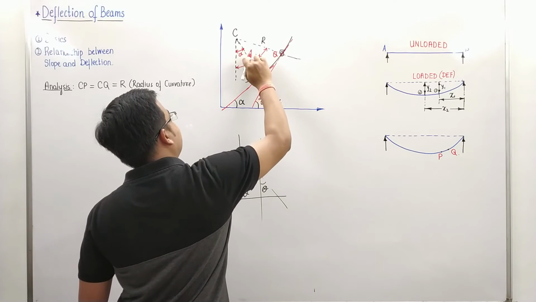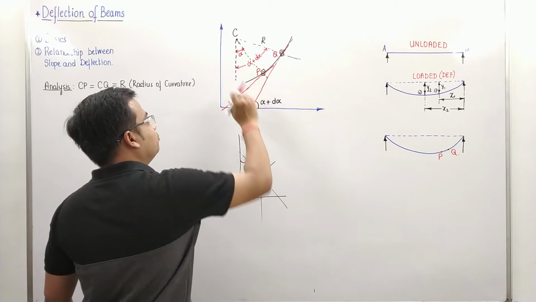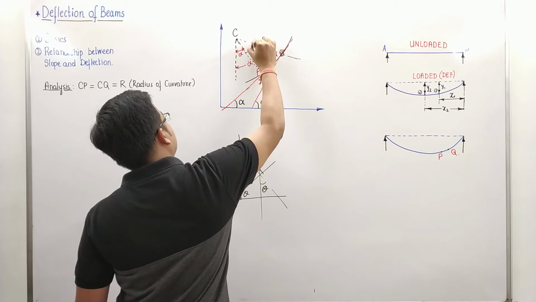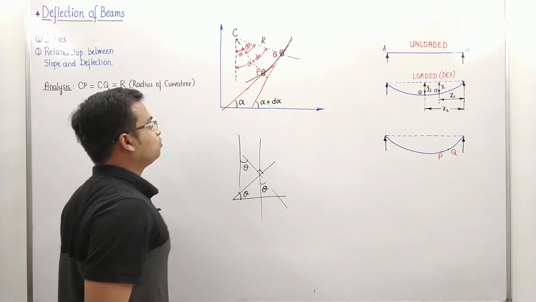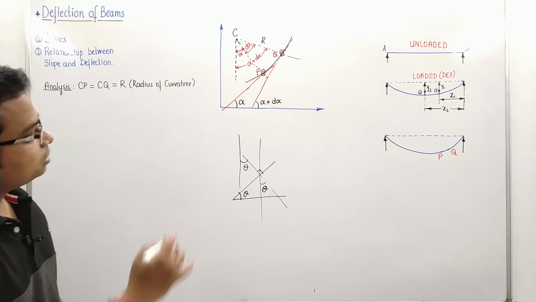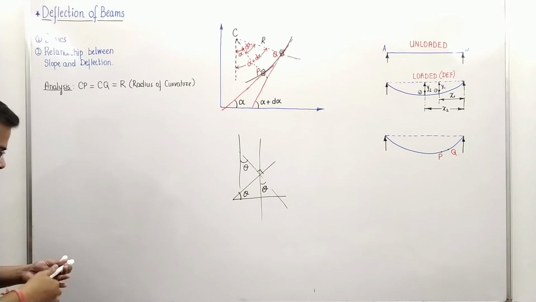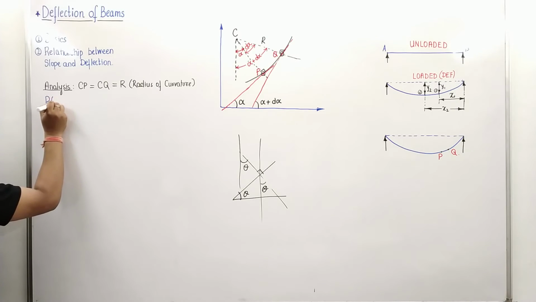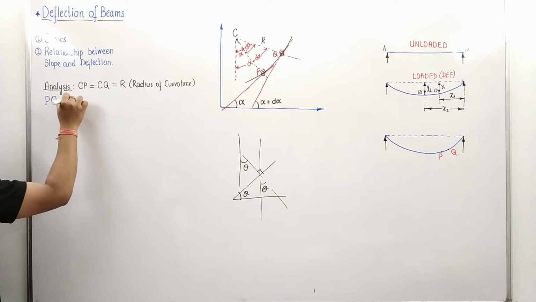And that's R. Let me erase this right now. If that is alpha plus d alpha and this is alpha, then obviously this very small angle is going to be d alpha. That's for sure. Okay, now what? Just take a look at PQ. Now this PQ is very small, isn't it?